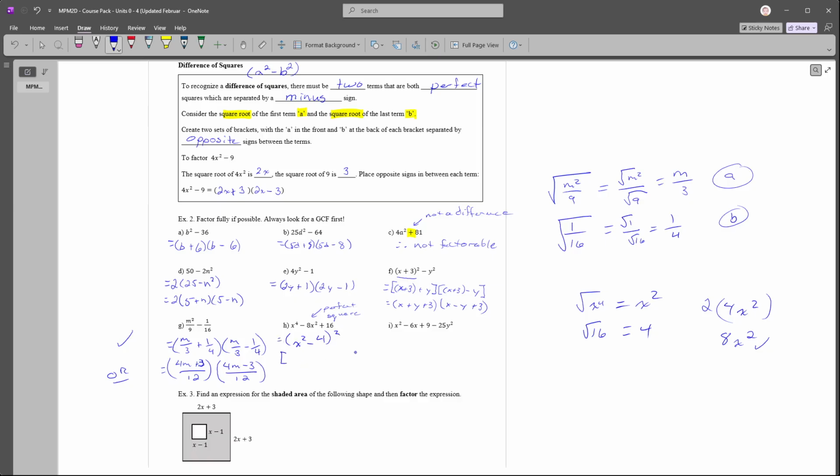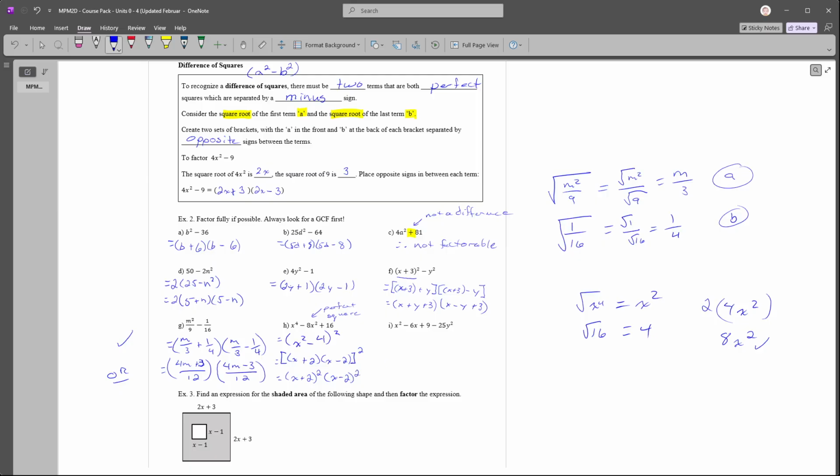And inside this set of square brackets, I'm going to do my difference of squares. So I take the square root of the first term, that's just x. Then we're going to add and we're going to subtract the square root of the last term, which is 2. Now from this point, we can put that square into both elements. So we end up with x plus 2 squared times x minus 2 squared.